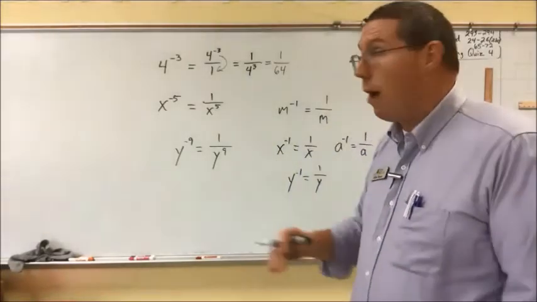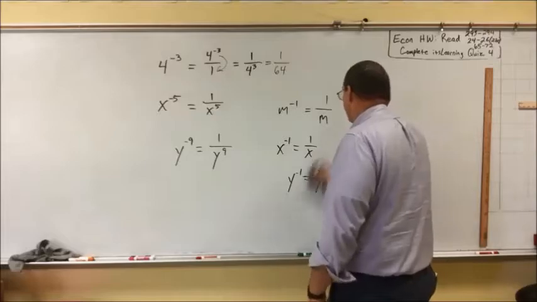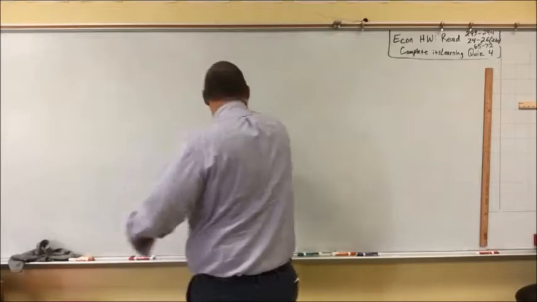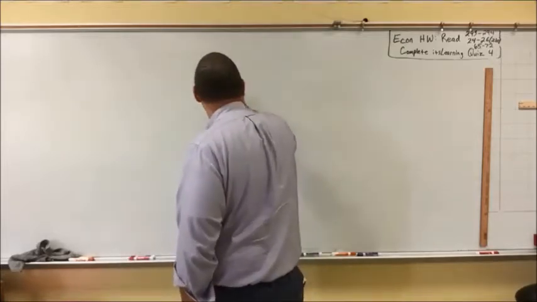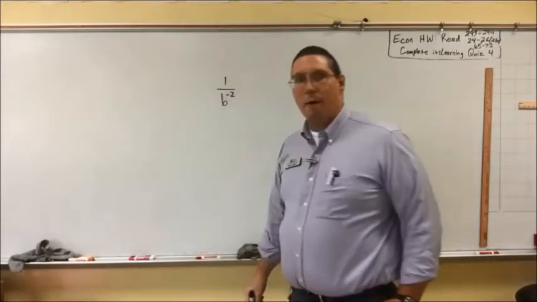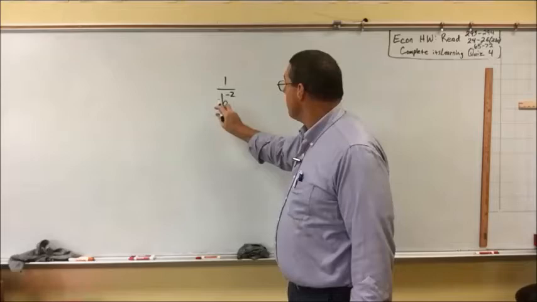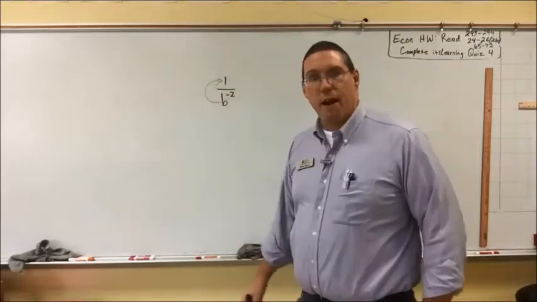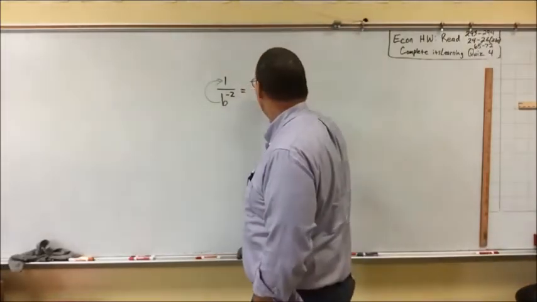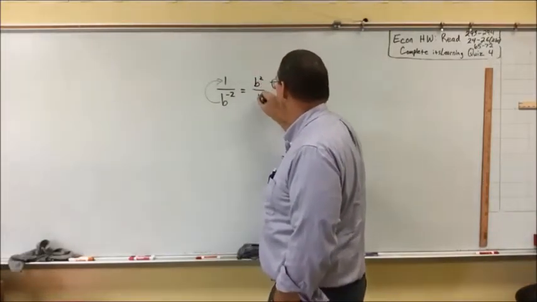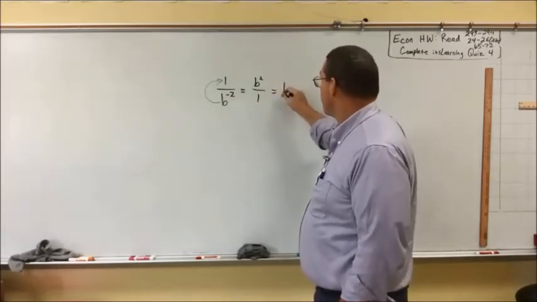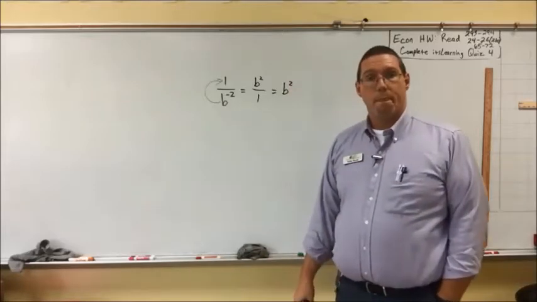Now, what happens if it's already a fraction? What if you have 1 over b to the negative 2 power? Well, this negative means move this to the other side of the fraction. So it should be moved up to the numerator. So this is going to become b to the positive 2 power over 1, because it's going to leave a 1 behind. And anything divided by 1 is itself, so this is just b squared.